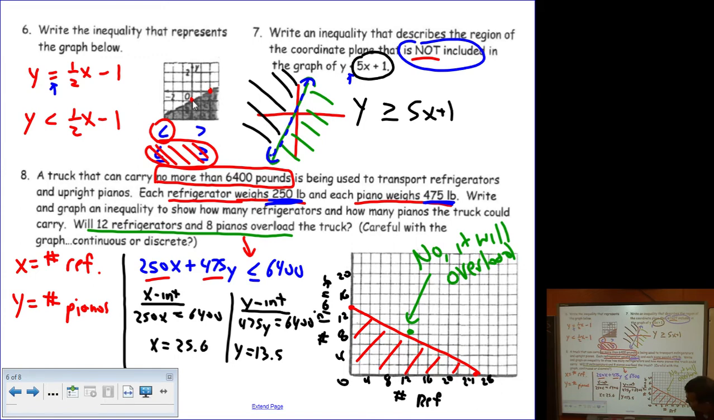All right. By the way, this would actually be a discrete graph probably, because you can't carry half a piano or half a refrigerator. So we might talk about in class why that's a discrete graph, or what impact that has on the graph.